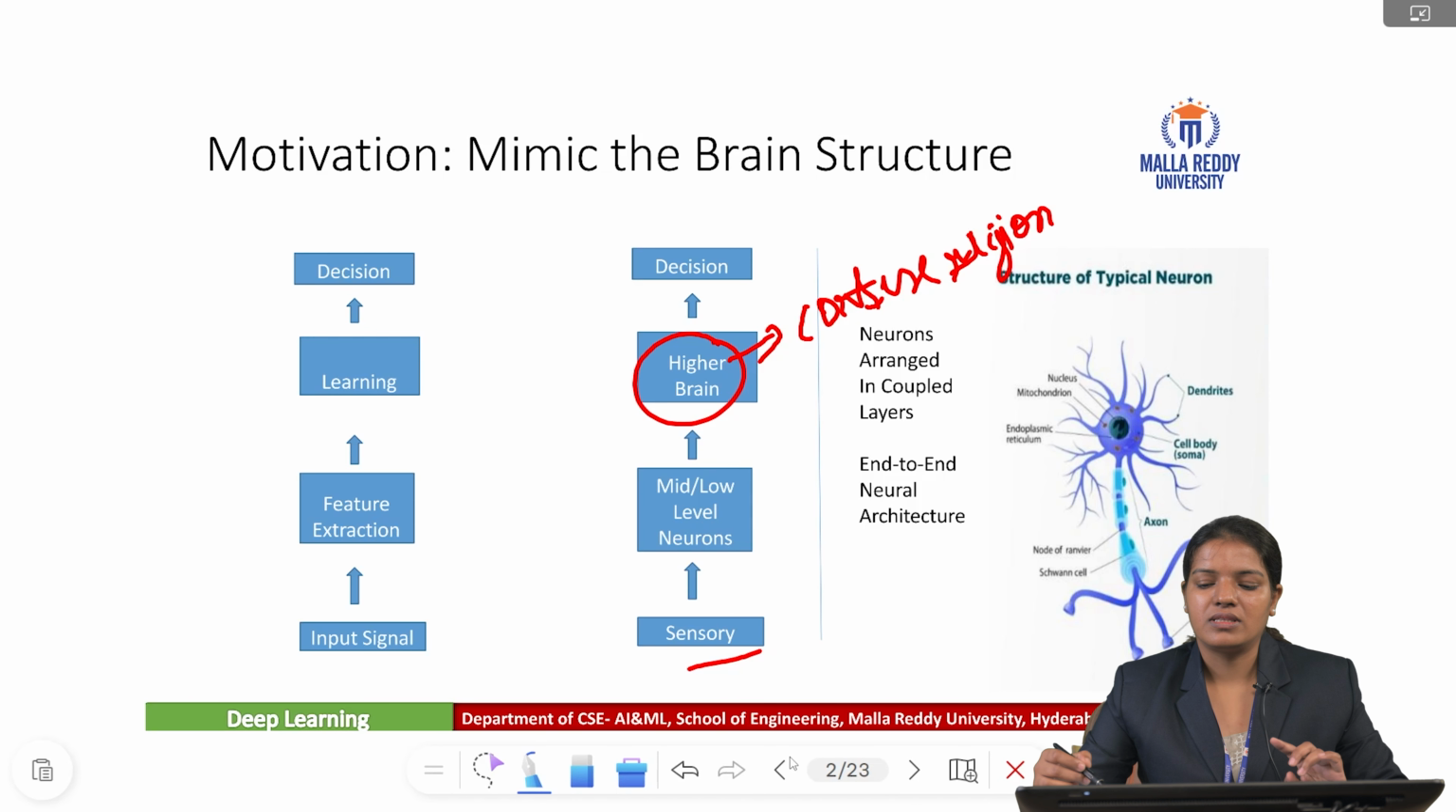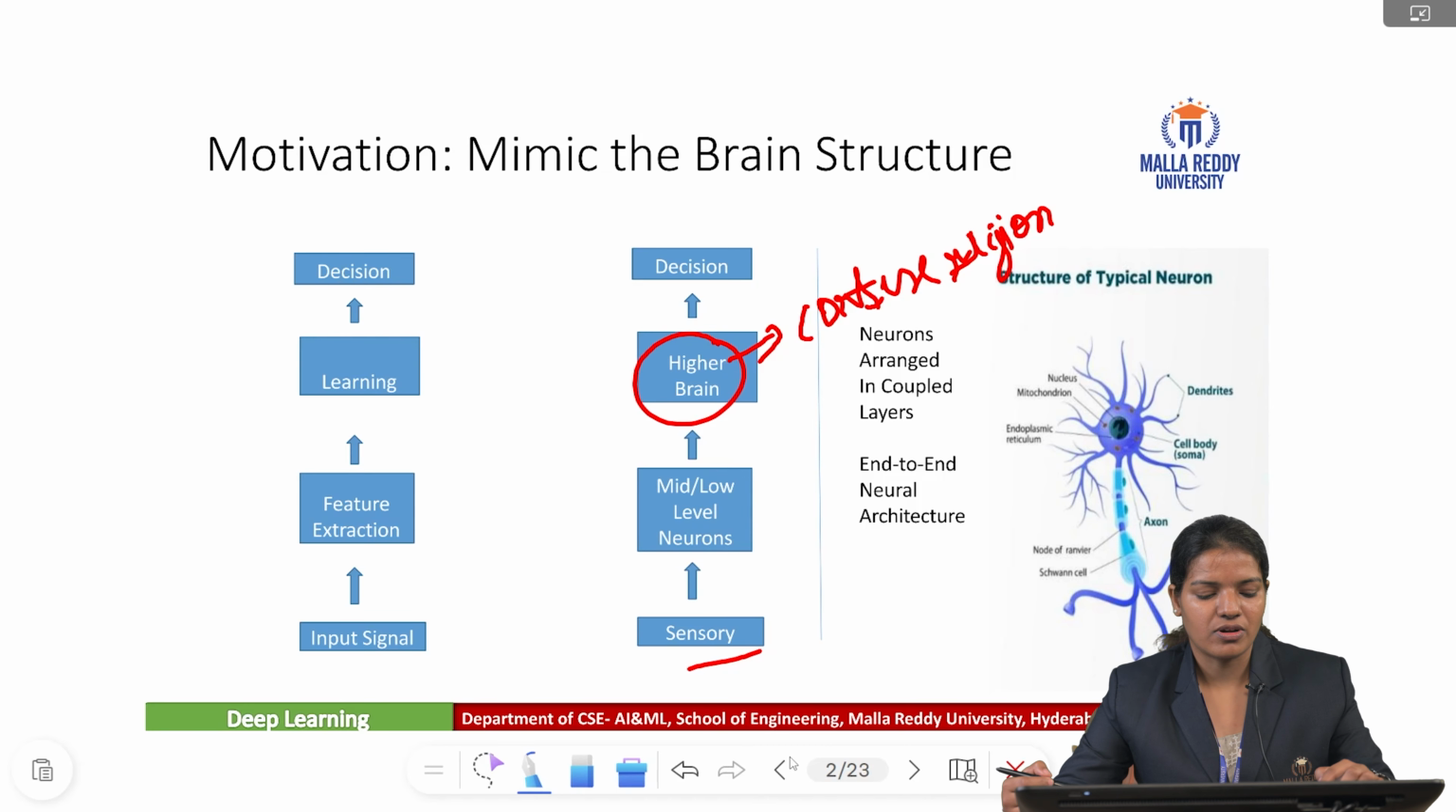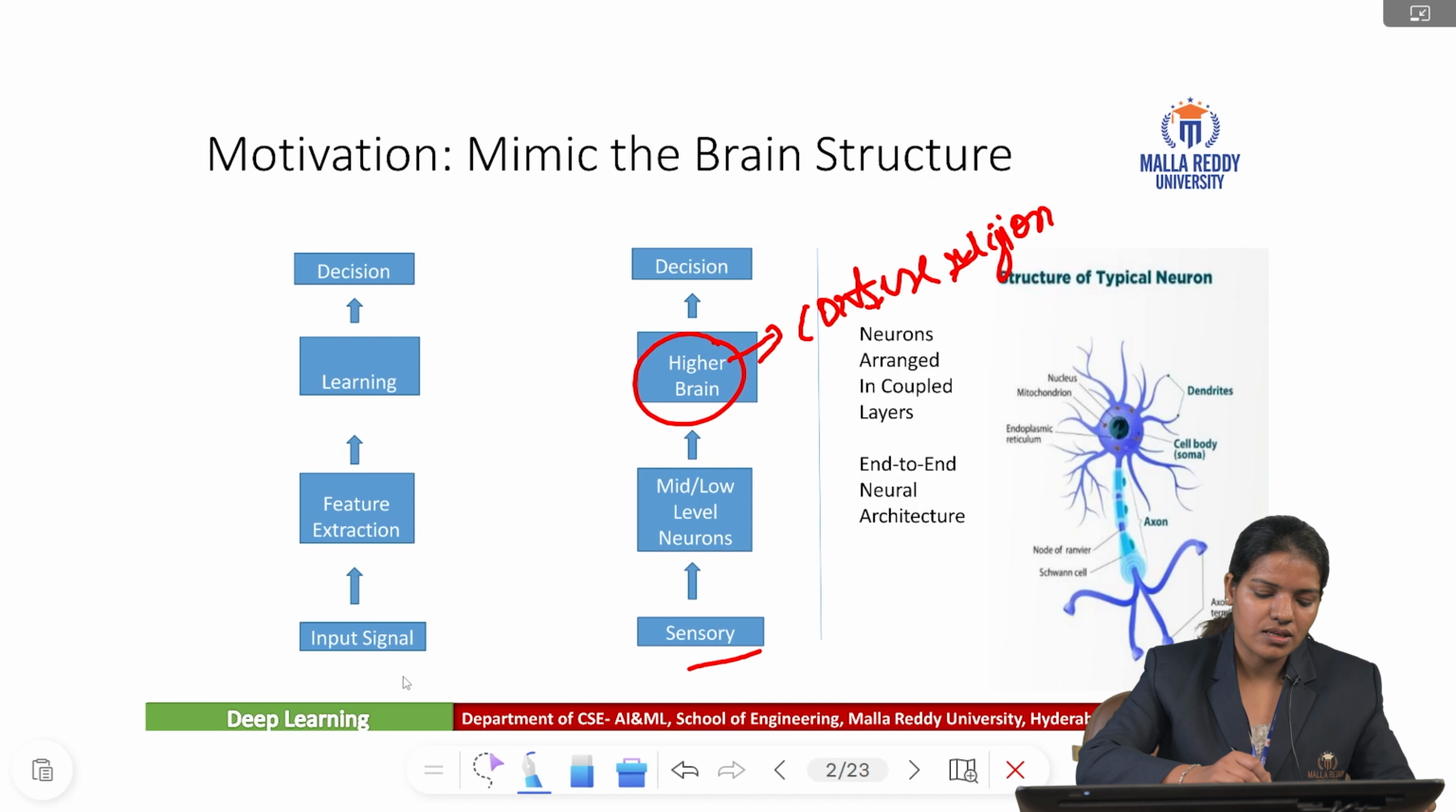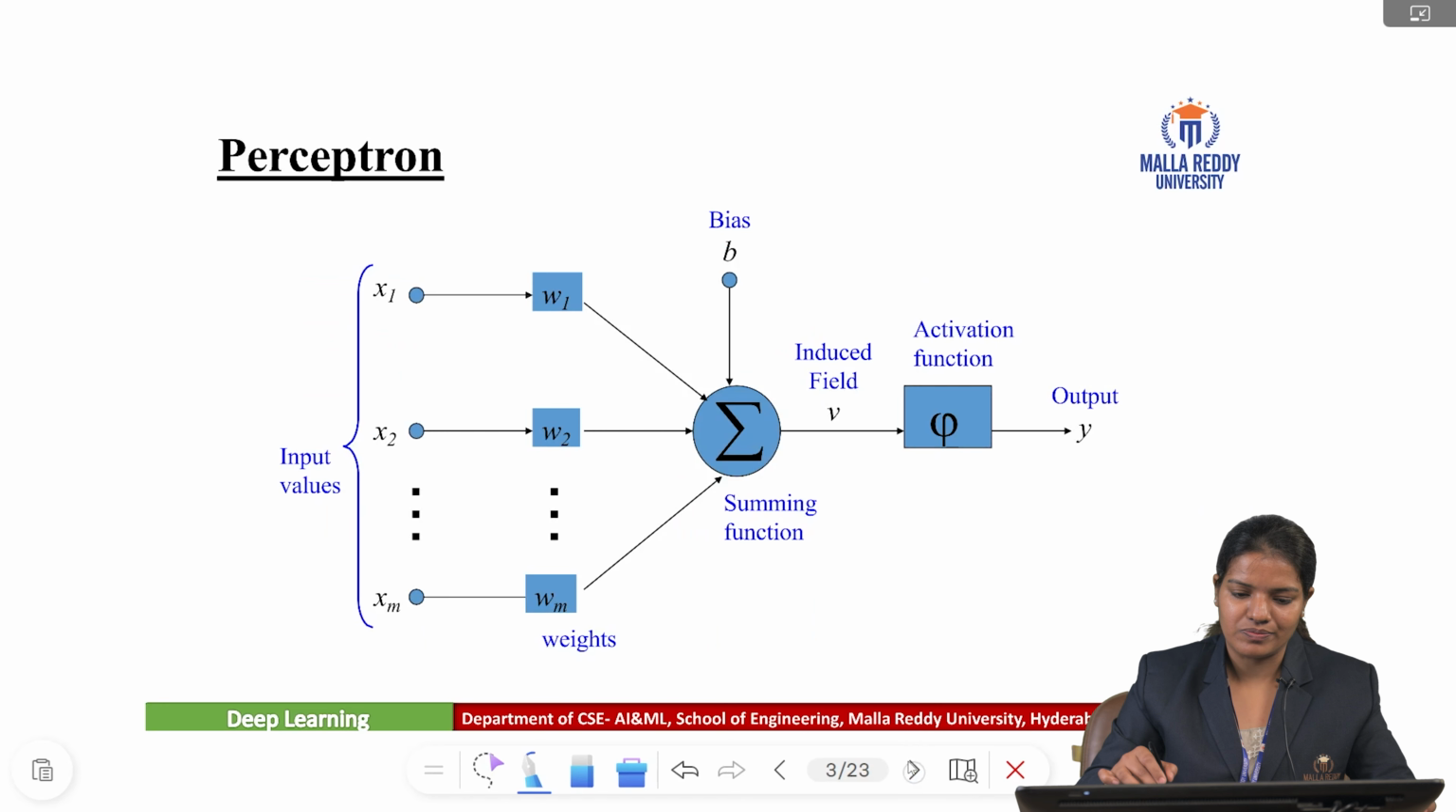So this brain structure we want to mimic artificially. So we need this type of flow chart. First we input the input signals, from there we select the features, and from there the machine will learn something. Then after learning that, the decision will be taken by the machine. So this artificial flow chart is followed by the machine.